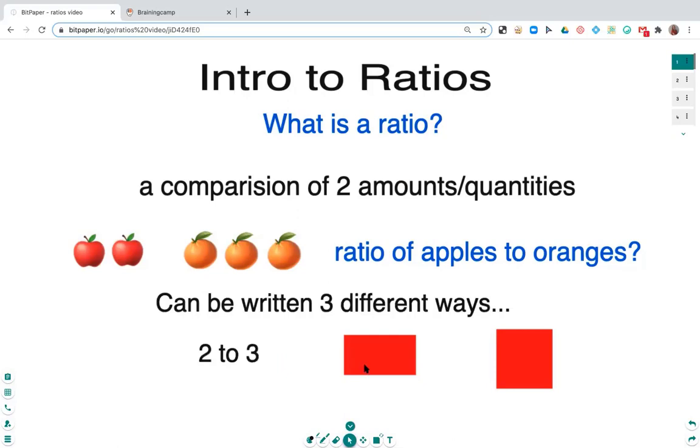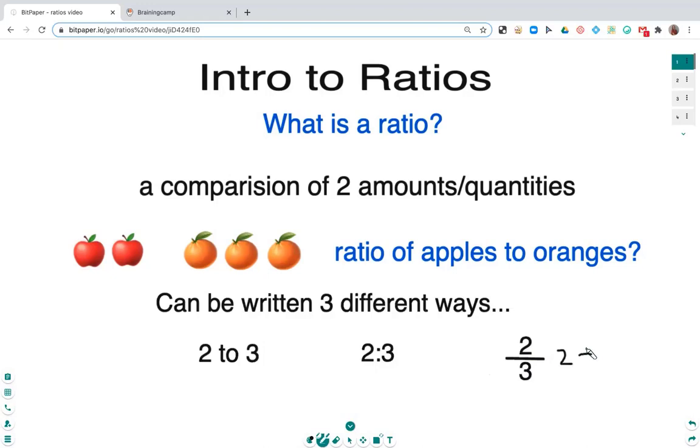The second way is to use a colon. This colon is just a kind of abbreviation of 2 to 3. And the last way we can represent the ratio is to write it as a fraction or to use division, because we can write it as 2 over 3, or if you're familiar with division and fractions, you know that 2 over 3 is the same as 2 divided by 3. So those are three ways to write it.